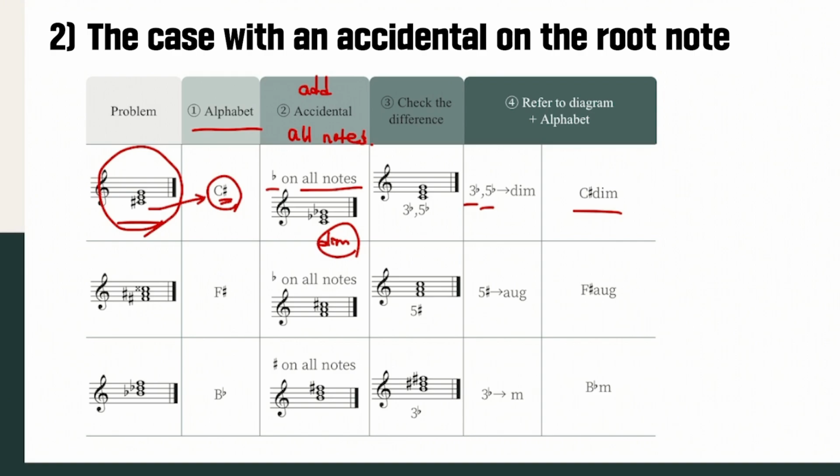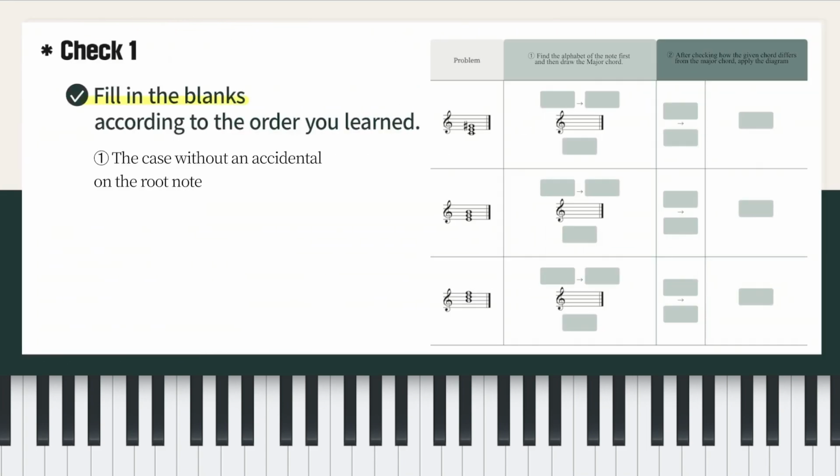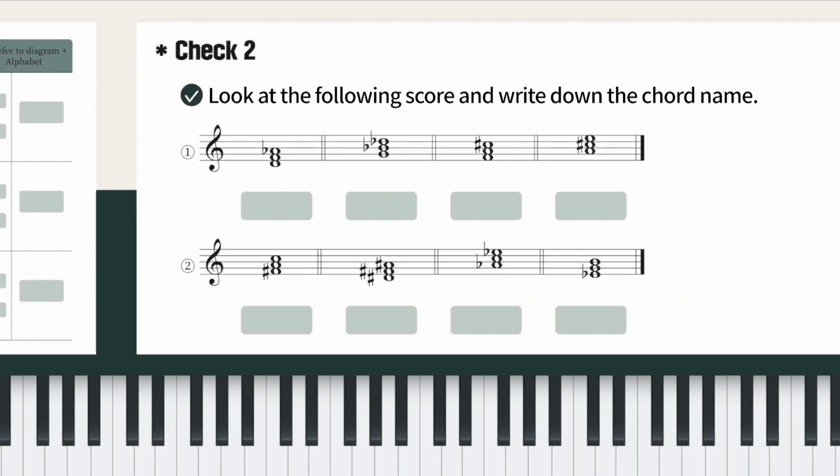Let's do the rest of it in the order you just learned, as I did. Next page. Fill in the blanks according to the order you learned. We just learned the order to find the chord name, right? So the first case is without an accidental. So do it yourself. You can refer to number 1. And the second case is with an accidental on the root. So you can also refer to number 1.